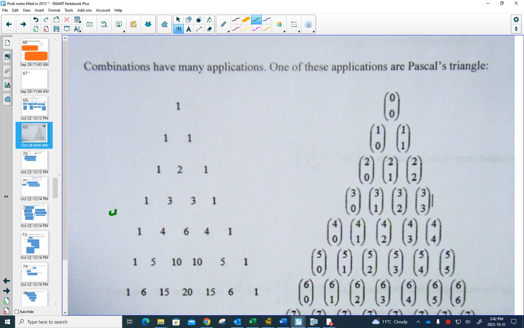So this is 4 choose 0, 4 choose 1, 4 choose 2, 4 choose 3, 4 choose 4. And you can always remember which choose one it is by the second number. So for example, here I have a 6. That's 6 choose 1. So then you would know this whole row is 6 choose 0, 6 choose 1, 6 choose 2, 6 choose 3, 6 choose 4, 6 choose 5, 6 choose 6.